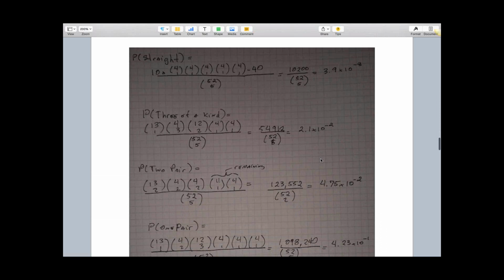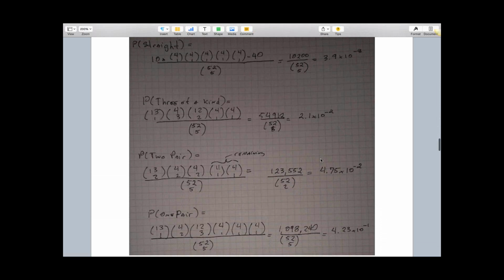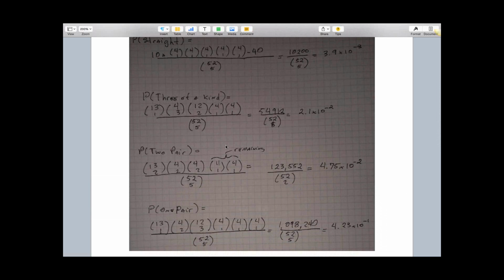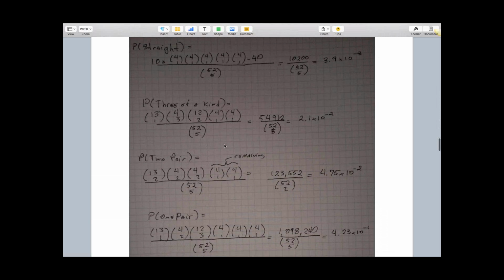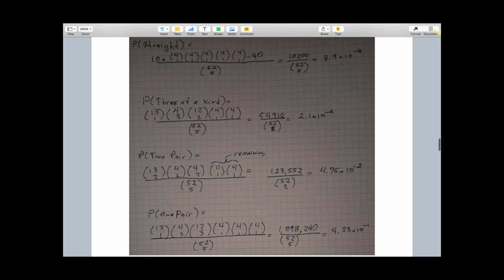If there's any particular ones people want to go through, I'll do my best to explain them. Because I actually found when doing this that they got more complicated as they went down. So the straight was one that I found pretty confusing. But go ahead. No, I'm interested in the three of a kind. That's where I had a little struggle. Yeah.